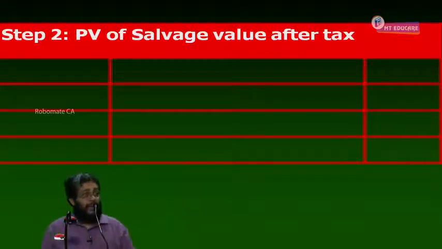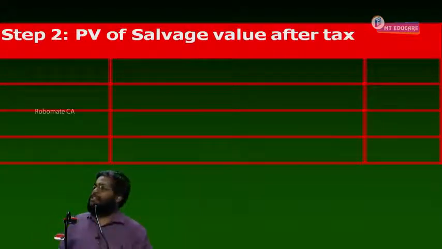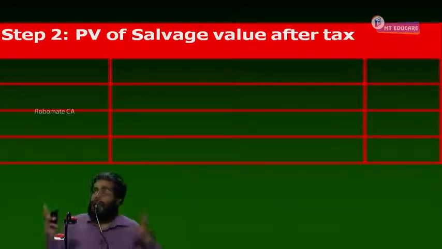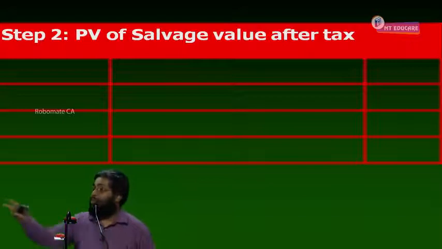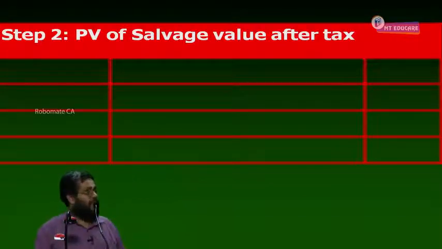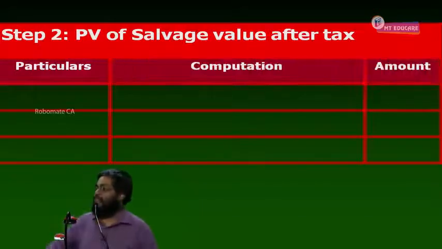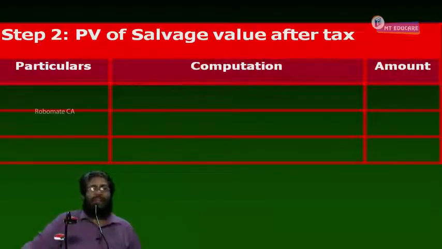This is coming after how many years? 5 years. My question is, is that number 100% sure or not? Not sure. It all depends on my aircraft business at the end of 5 years. So that should be discounted at a big 14%, not the small 5.85%. It is more riskier than depreciation and other cash flows. Everybody able to follow? So let us discount it. Particulars, computation, and amount.